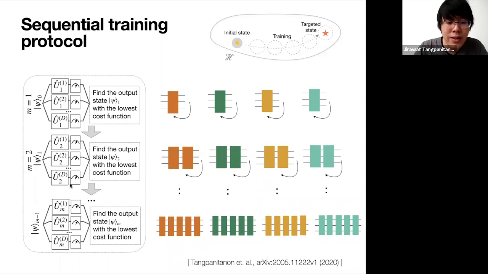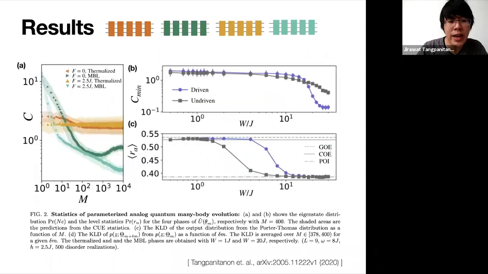Okay, and you repeat this for all four cases. Again, the goal here is to see how the training behavior changes with the phase. On the left-hand side, you have the cost function as a function of the driving cycles. The driving cycles go from 1 to 10 to the 4. You can see that the four cases display very different properties. In the thermalized case, the system cannot be trained. The cost function does not reduce at all.